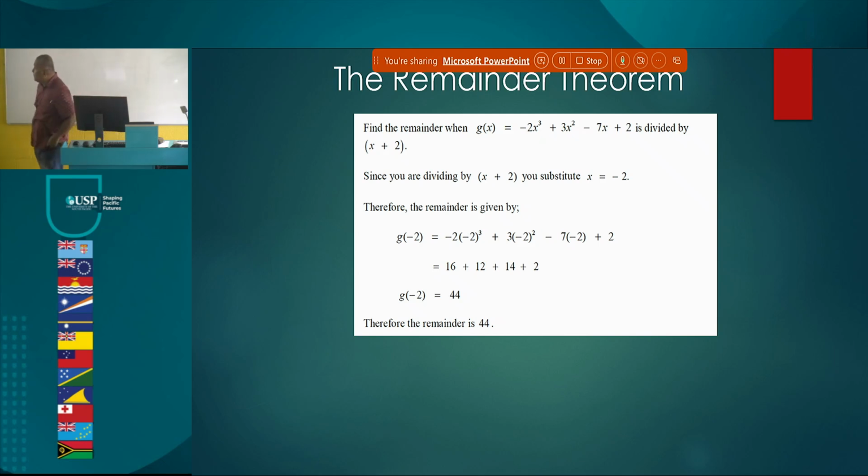So here's another example. Find the remainder when g(x) is divided by x plus 2. What do we start off with? We make the divisor equal to 0. We get the x value. And then, to find the remainder, we substitute the x value into g(x). So the remainder is 44.